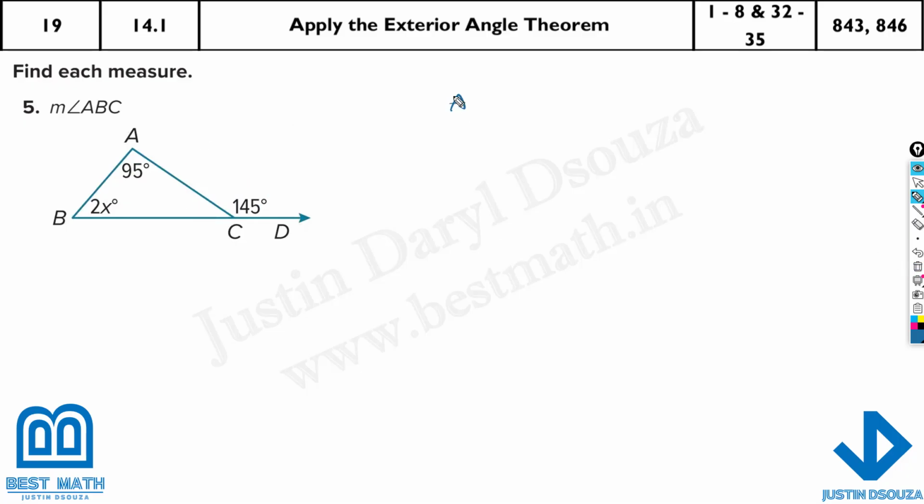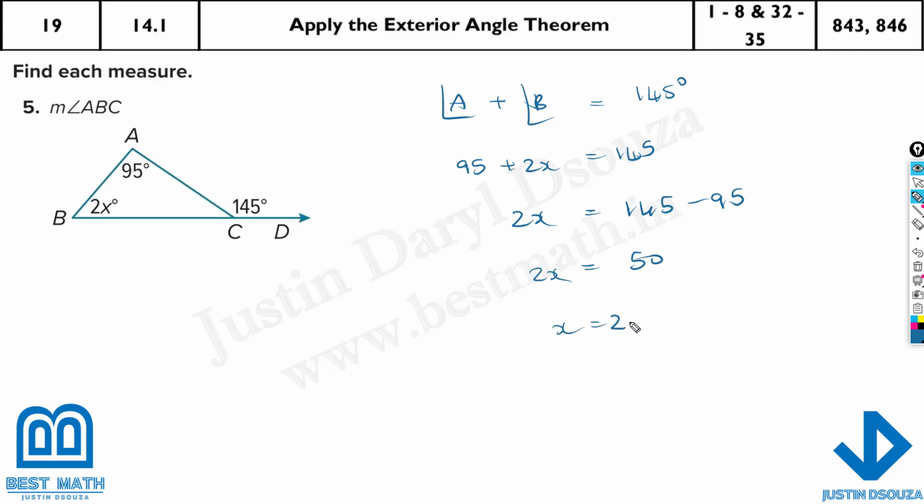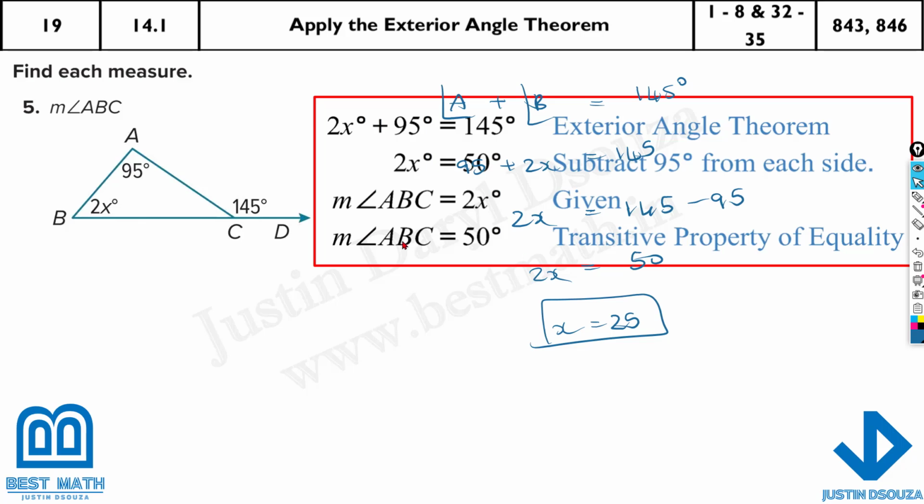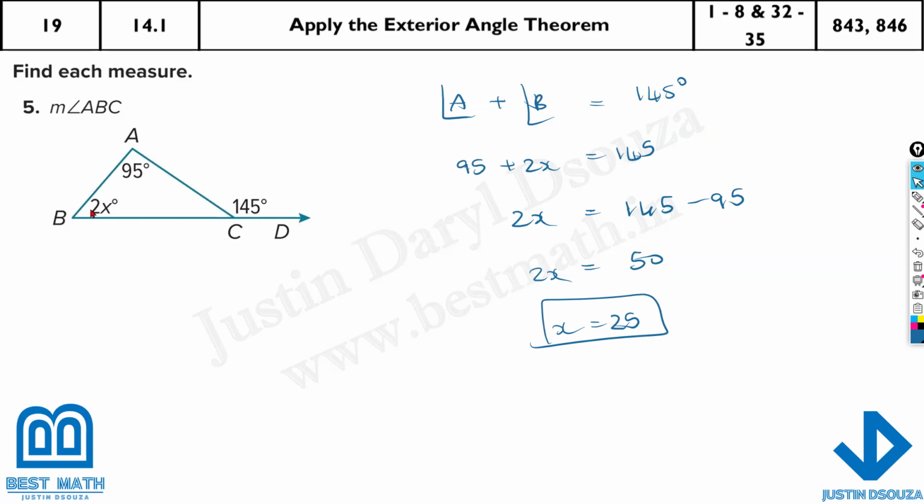Now just remember, measure of angle A plus measure of angle B will be equal to the exterior, this is the exterior, 145 degrees. You can just write directly the values. 95 plus 2x is equal to 145. So that will be 145 minus 95, that is equal to 2x. So here we have 50, that's 2x, x will be 25. That is the answer. So it's half of 50. And okay, it's not finding x. Sorry, what do we have to find? ABC, which I forgot. Please don't do this in the exam.